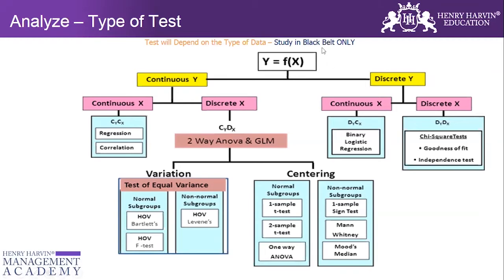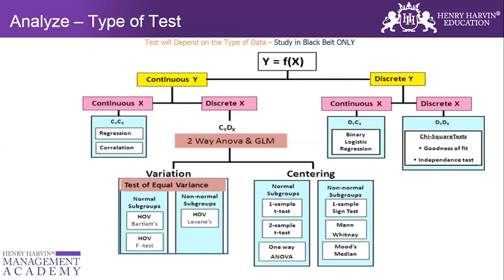Let's talk about the first type of test. If my Y is continuous and my X is also continuous, I do two types of tests, which are regression and correlation. So while doing hypothesis testing, if I get a combination like Y continuous, X continuous, I will go for regression and correlation. You can take any example where Y is continuous and X is continuous. My Y continuous could be the cycle time, and my X continuous could be the age of the person, the tenure of the person, the salary of the person, etc.